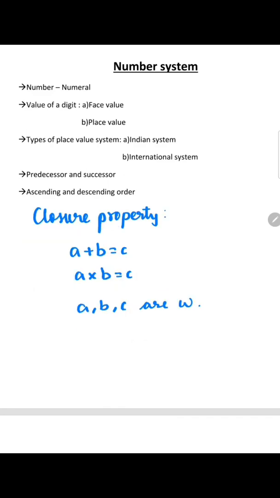Let us discuss the properties of whole numbers. The first property is the closure property. According to the closure property, A + B = C and A × B = C. So, when A and B are whole numbers, then their sum will also be a whole number. When A and B are whole numbers, then their product, that is, when we do the multiplication, the answer that we get is known as the product, will also be a whole number. So this is what the closure property states.